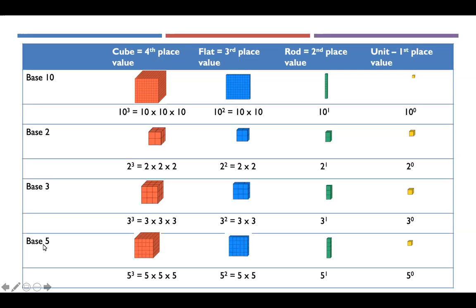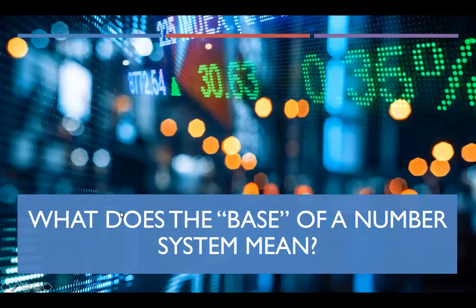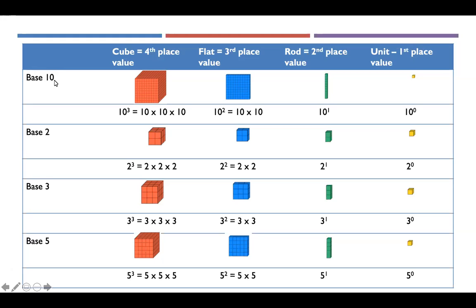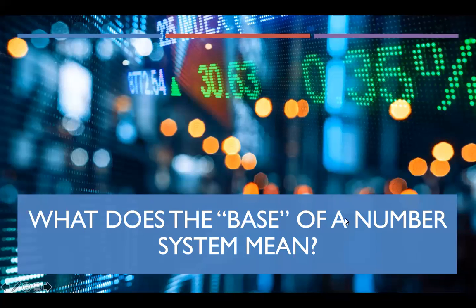Base 5 is going to have 5 symbols: 0, 1, 2, 3, and 4. And we regroup in sets of 5. So the number 5 doesn't exist in base 5, just like the number 10 doesn't exist in base 10. The 10 is just the reuse of the symbols 1 and 0. So that's what I want you to think about.